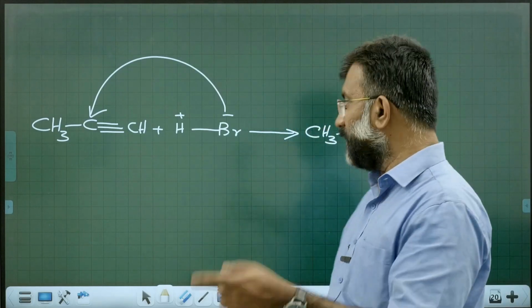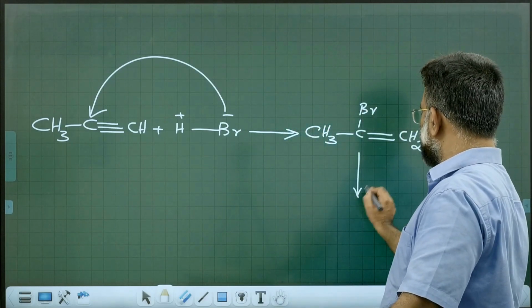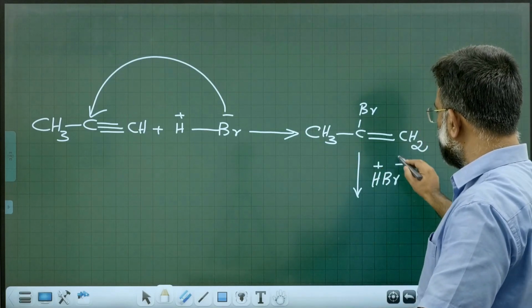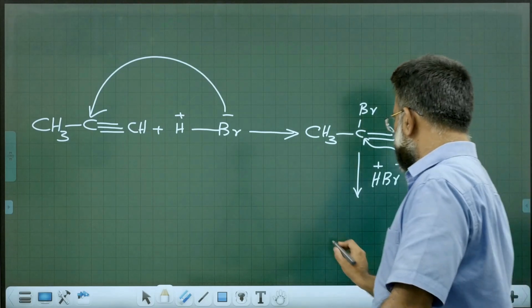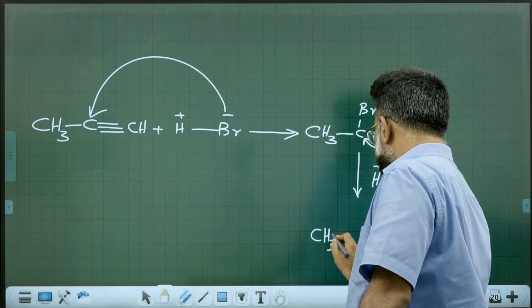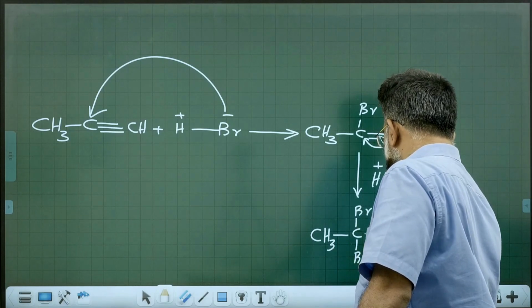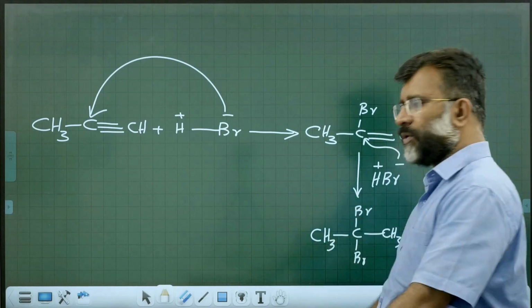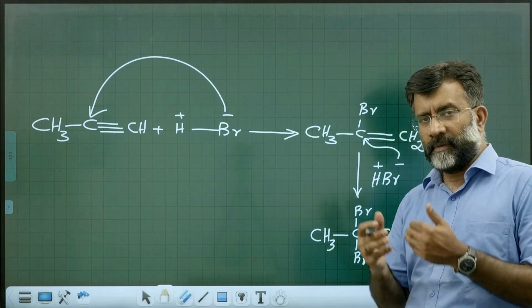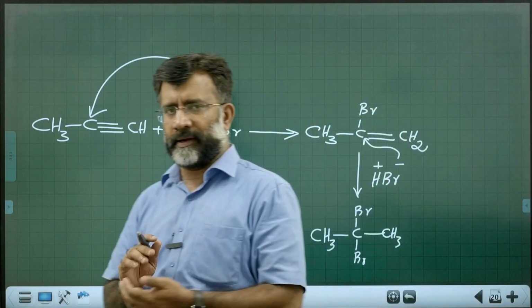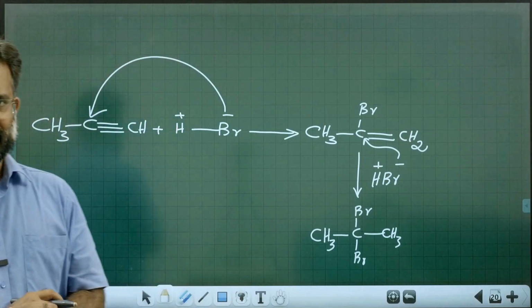Once again, a molecule can be added. This may be added again with HBr, H plus Br minus. Br minus comes on this carbon, and you get CH3, CBr, Br, CH3. A gem dihalide is obtained. Gem dihalide is obtained. Hope it is perfect.